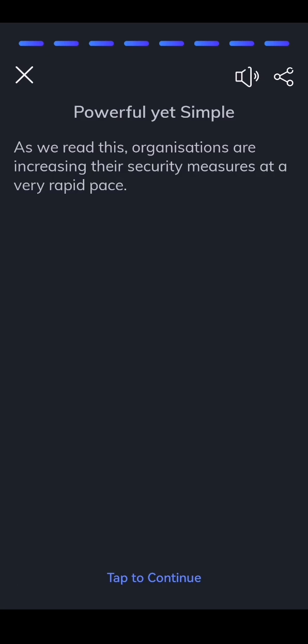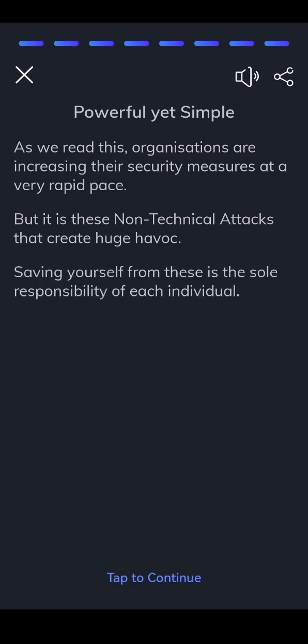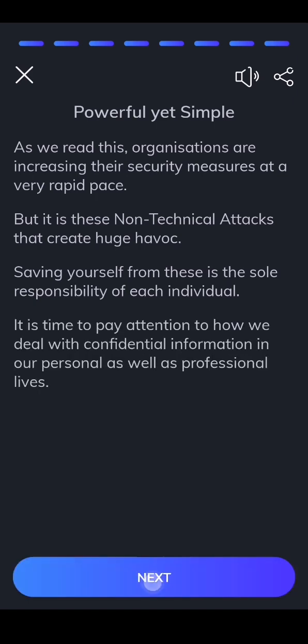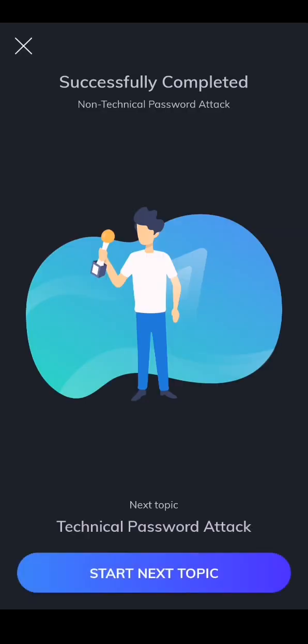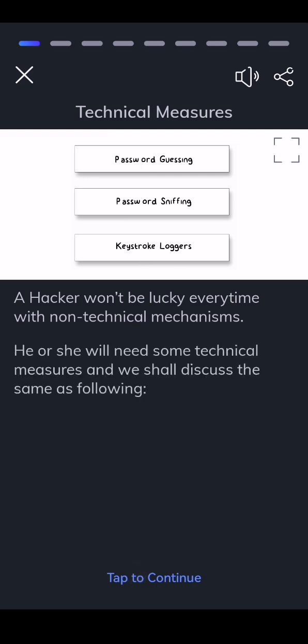As we read this, organizations are increasing their security measures at a very rapid pace. But it is these non-technical attacks that create huge havoc. Saving yourself from these is the sole responsibility of each individual. It is time to pay attention to how we deal with confidential information in our personal as well as professional lives. A hacker won't be lucky every time with non-technical mechanisms. He or she will need some technical measures, and we shall discuss the same as following.